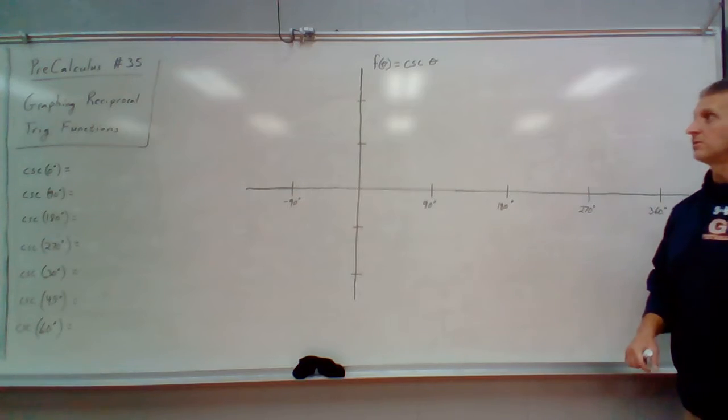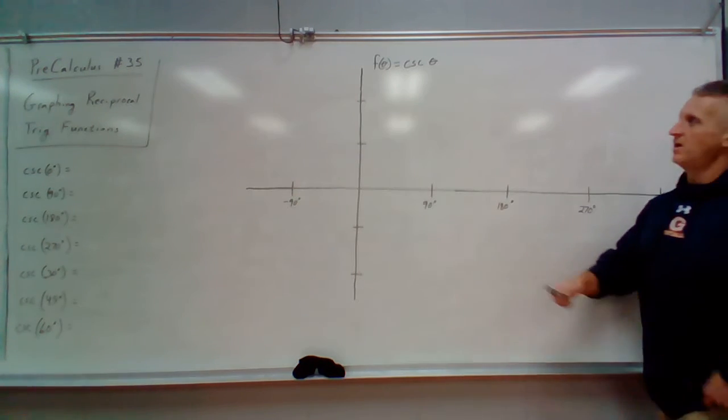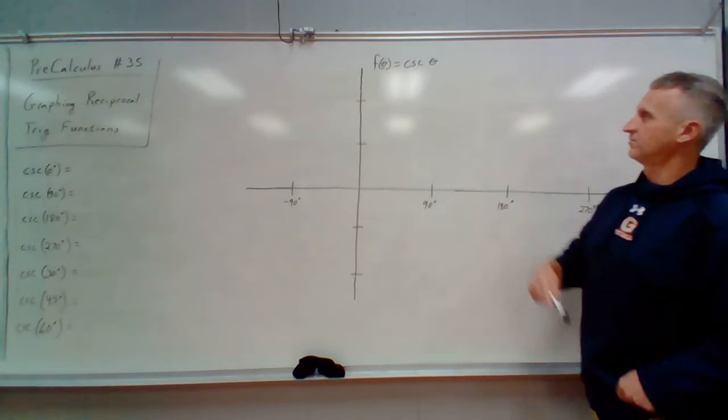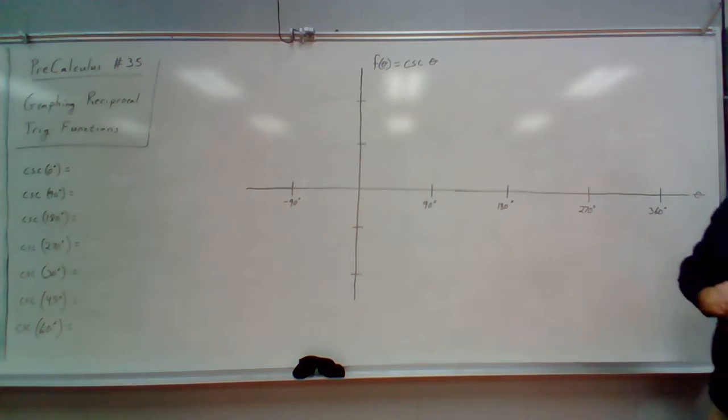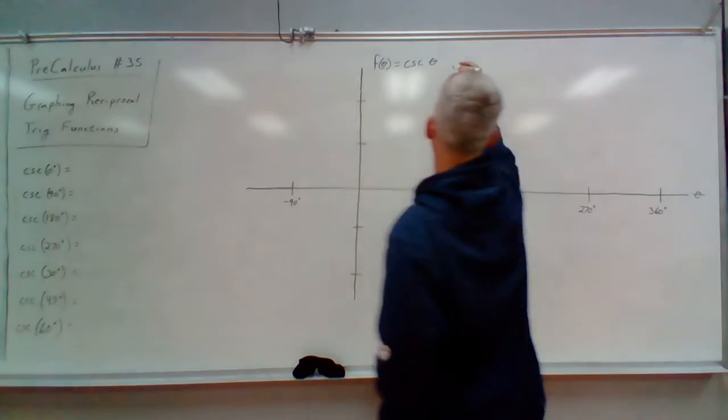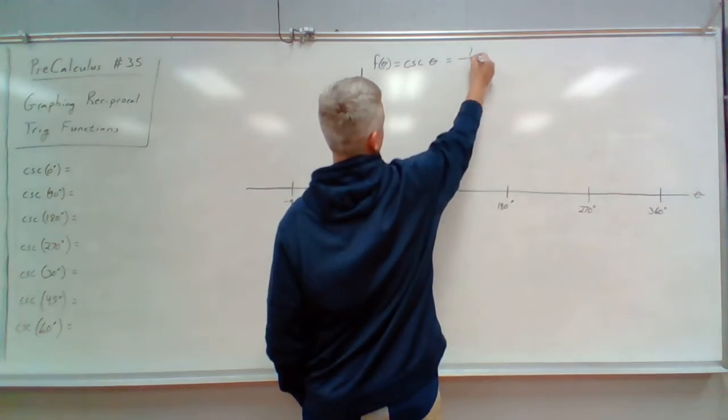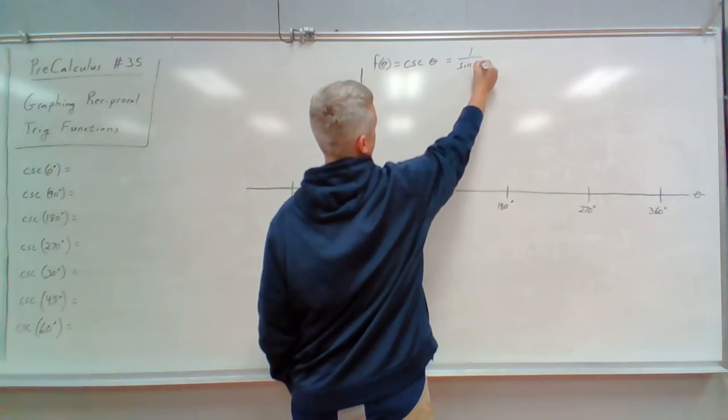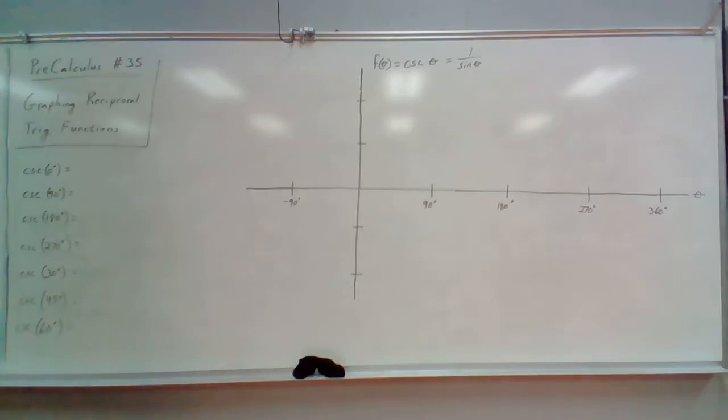All right, so let's graph the cosecant function. So f of theta is equal to cosecant of theta. Remember, the definition of cosecant is the reciprocal of the sine function. So 1 over sine theta. All right, so let's see if we can graph that.